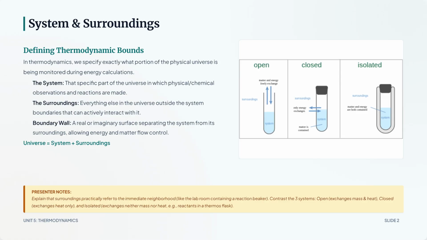In thermodynamics, we define the system as the part of the universe under observation, separated from the surroundings by a boundary wall. The universe is the sum of the system and its surroundings. Systems can be open, closed, or isolated, depending on whether they exchange matter and/or energy with the surroundings.